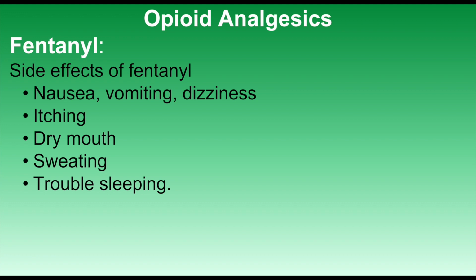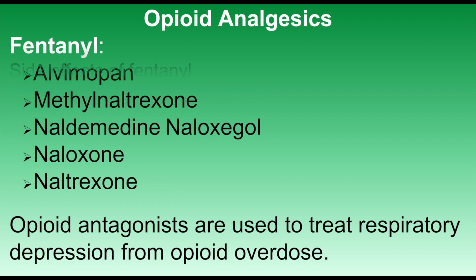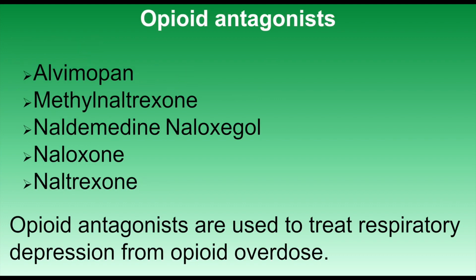So what are the side effects of phentermine? The patient may have nausea, vomiting, dizziness, itching, dry mouth, sweating, trouble sleeping. So these are the side effects of phentermine. These are the examples of opioid antagonists. These opioid antagonists are used to treat respiratory depression from opioid overdose.